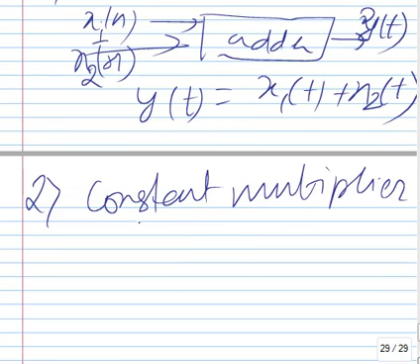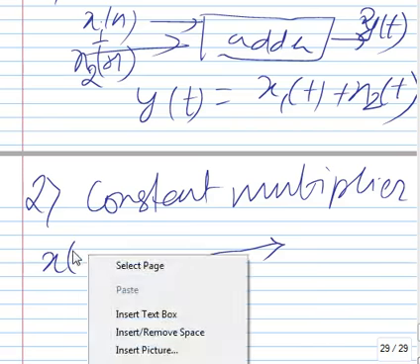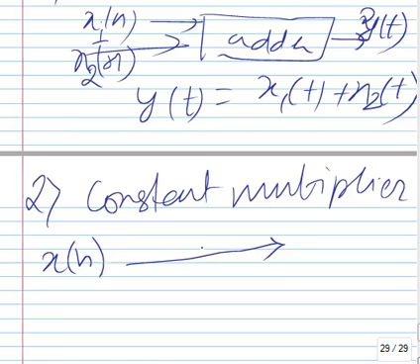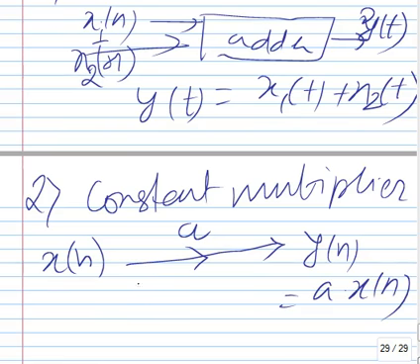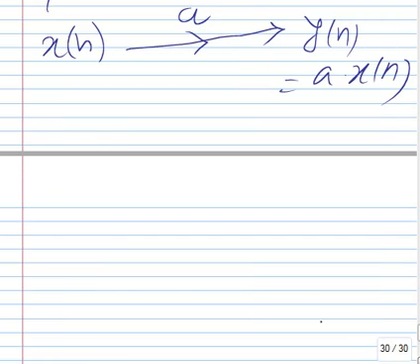Another may be the constant multiplier. How to represent that? We can represent it in the form of a block, but here we use this formula convention. x[n] takes a, it gives y[n], which is given by a times x[n].